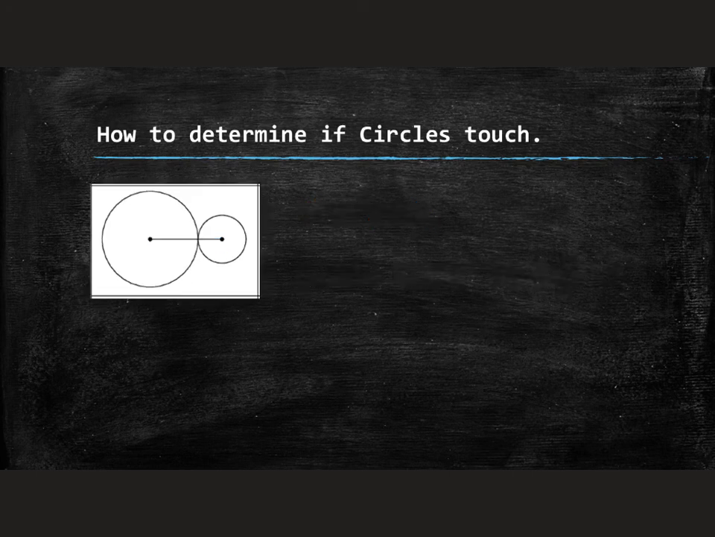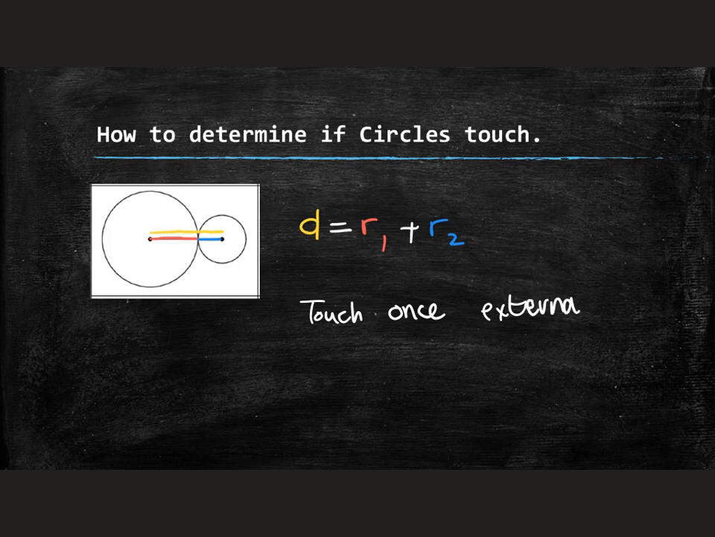Let's look at this last one. We can see by the drawing that they touch once. Let's figure out this maths. That radius added to that radius is the same as the distance between them. So here we can see that when the distance is equal to the sum of the radii, what we get is touch once external. I'll write this. Touch once external. Again, let's go back to remember what we saw. When the distance is the sum of the radii, they touch once on the outside.